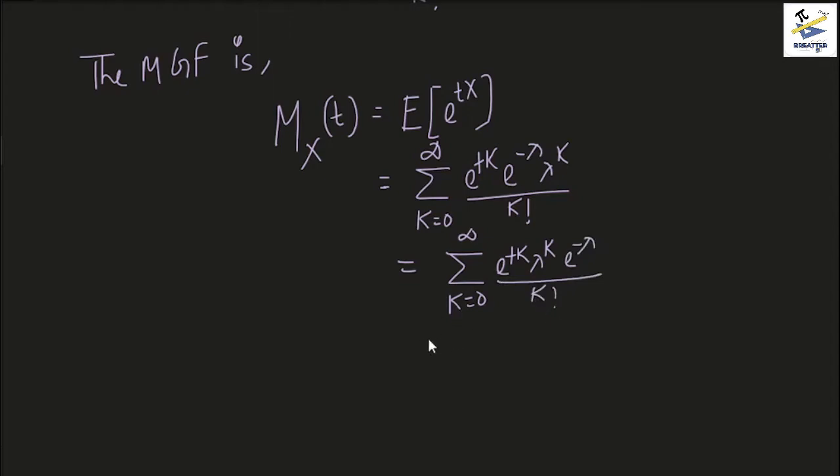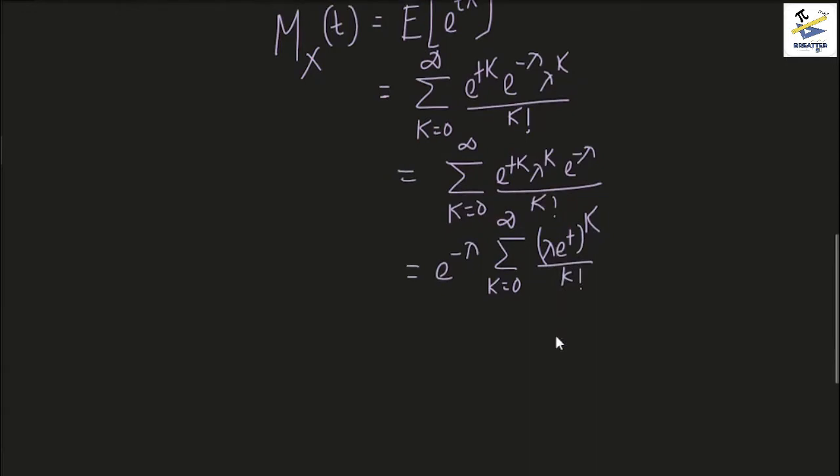Since e to the power minus lambda is a constant, we can bring it outside to find that this is essentially equal to the sum of lambda e to the power t, whole to the power k, divided by k factorial. And as we know the Taylor series for e to the power x, since I have not mentioned it in this lecture, I'm going to just write it down once again.